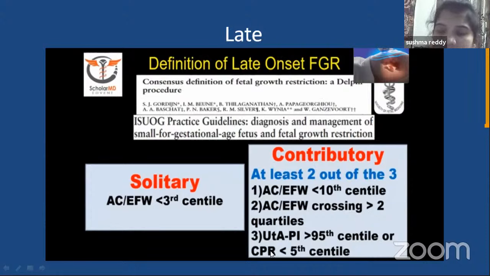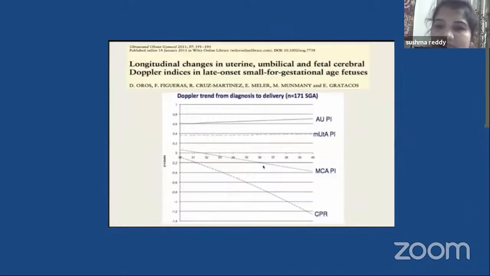So what is the cerebroplacental ratio and why are we concerned about it? Why are we taking this into consideration and not the umbilical artery, not the middle cerebral artery, and not others? Because this study shows us that with advancing gestational age, when the fetus is growth restricted, umbilical artery Dopplers are more or less unchanged, uterine artery Dopplers are more or less unchanged, and middle cerebral artery Dopplers change only after 36 weeks. So the first one to change is the cerebroplacental ratio. This is the most sensitive marker to diagnose fetal growth restriction after 32 weeks. That is why we consider the cerebroplacental ratio as the diagnostic marker in late onset fetal growth restriction.